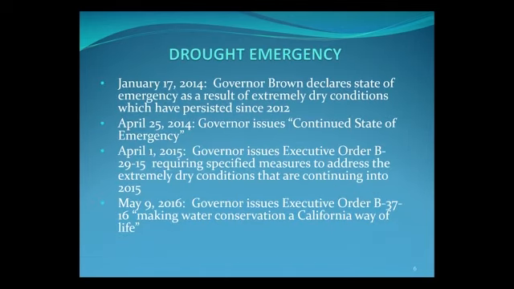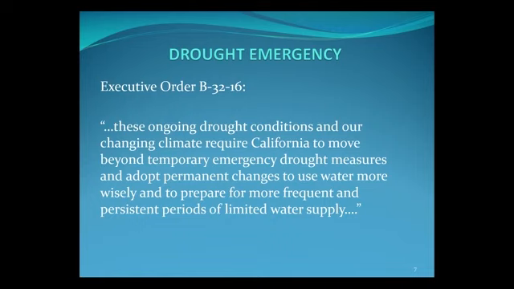With respect to drought emergency conditions, you know that the governor declared a drought emergency in January of 2014. It was continued in April of 2014. It continued again in April of 2015. And most recently, in May of 2016, he has issued his Executive Order B-37-16, making water conservation a California way of life. In that particular executive order, he made the following statement.